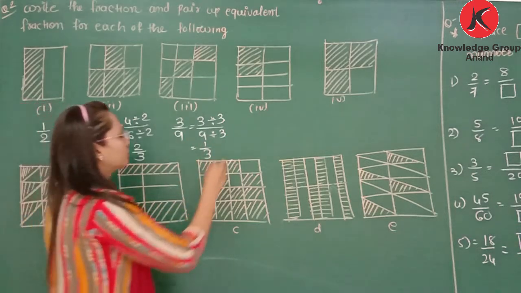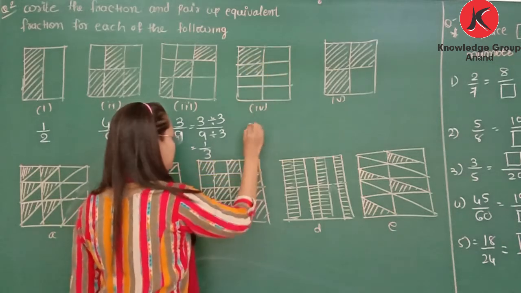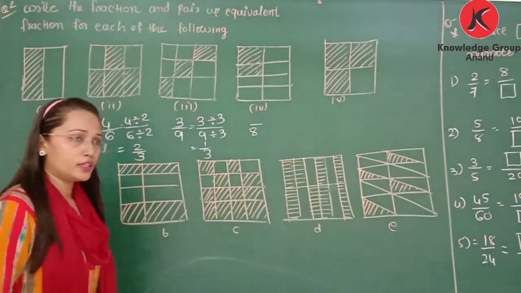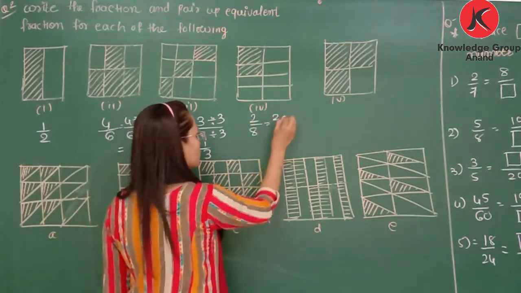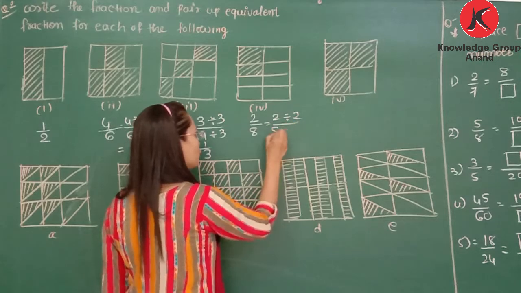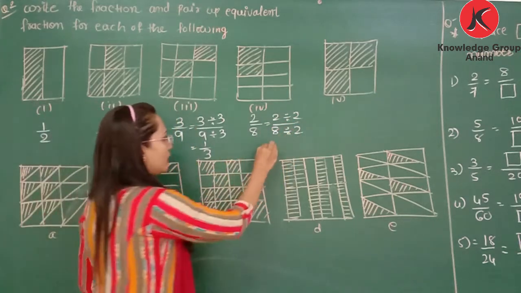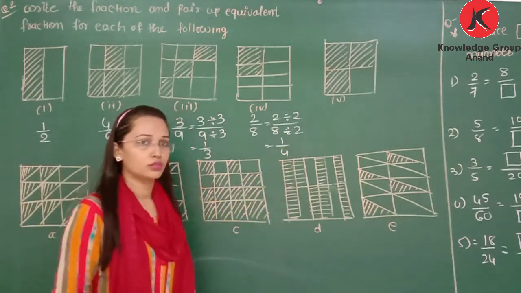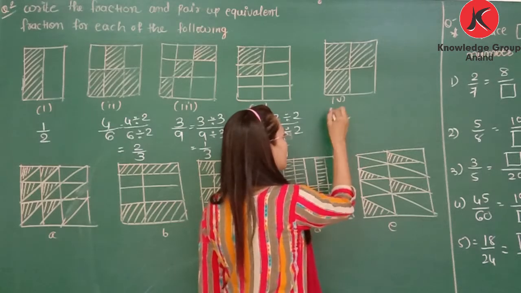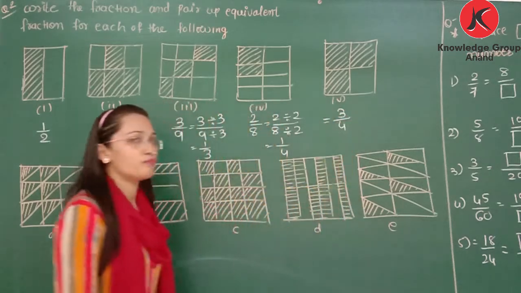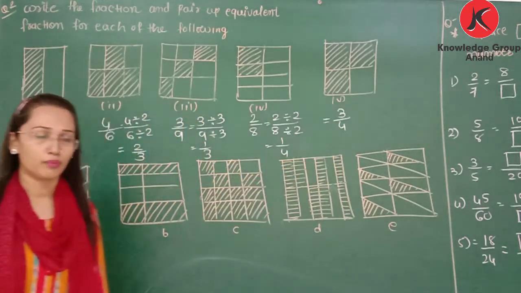For the next one, total parts 1, 2, 3, 4, 5, 6, 7, 8. In that 2 parts are shaded. So it is 2 by 8. Convert this into simplest form by dividing each numerator and denominator by 2. So 2 divided by 2 is 1 and 8 divided by 2 is 4. Now for the next one, total parts are 4 and in that 3 parts are shaded. Now this is already in simplest form. We cannot divide 3 and 4 by any number.